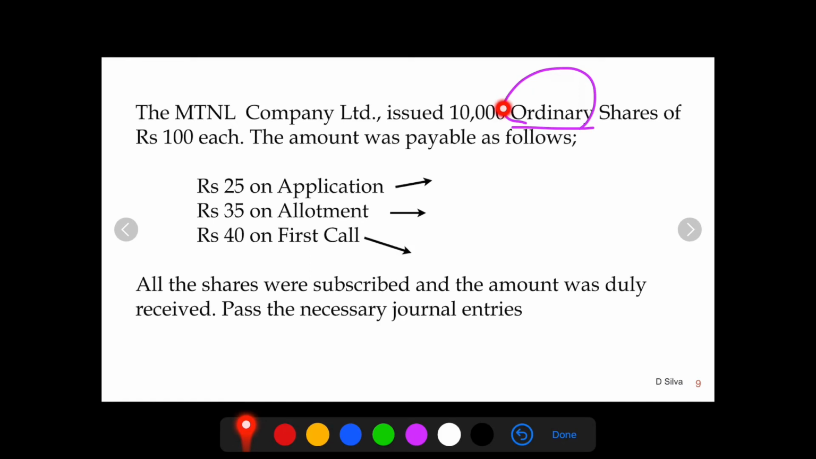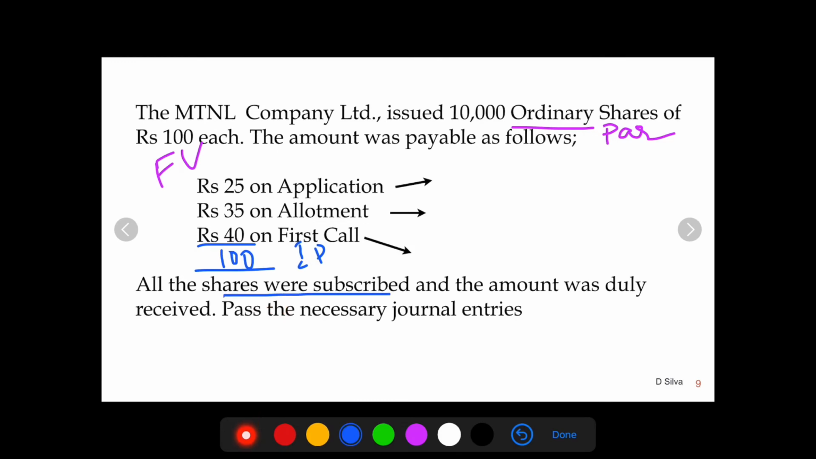Now, these 10,000 shares are being issued at rupees 100 each. So the nominal value or the face value is 100 rupees. On application, allotment and first and final call, if you make a total of it, it's going to be 100. So the issue price is equal to the face value. That means the shares are being issued at par. Keeping this in mind, all the shares were subscribed and the money was duly received. Pass the necessary journal entries.